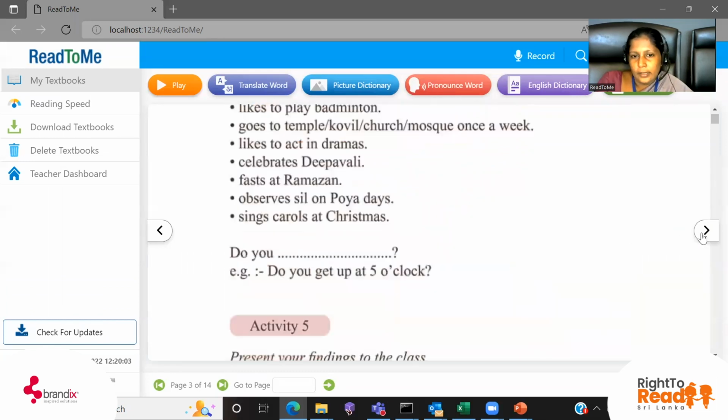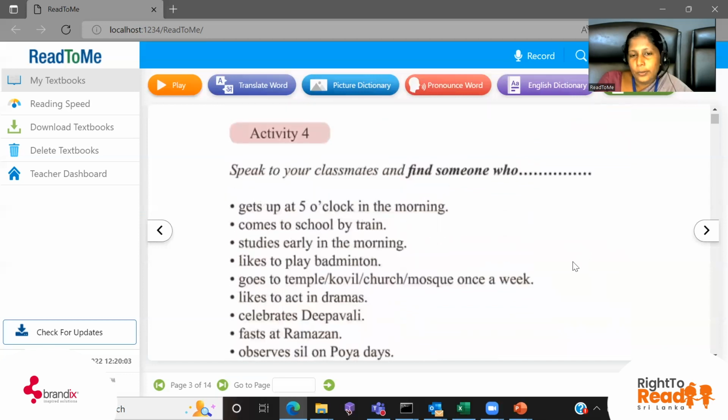The third one and the last one is to find out 5 friends. How many friends? You have to find out 5 friends, ones who are getting up at about 5 o'clock, maybe some people getting up at about 4 o'clock, it depends. You have to find out how they are coming. Are they traveling by bus? Are they traveling by train? Are they coming to school by a school van? And you have to find out when they are studying, at night or in the morning.